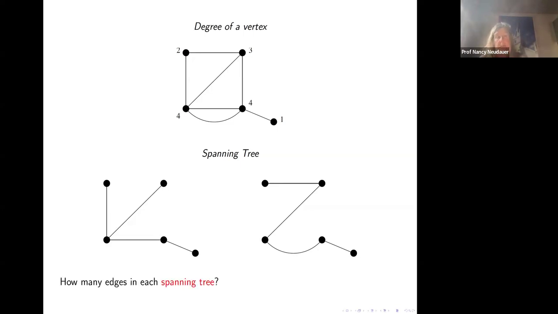And how many edges are in each of these spanning trees? So this is our first mini exercise. We could make everyone type in the chat, but I think this is an easy counting problem. Rihanna, did you get it?